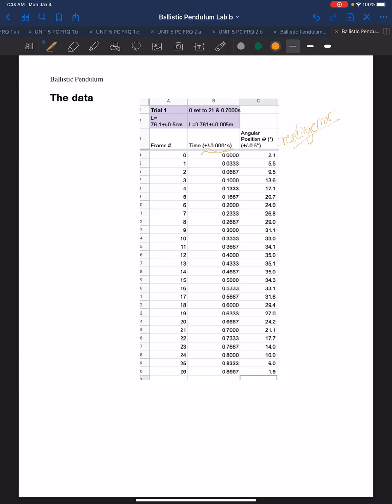Now, if we were to use just this table, we could, in the video, just advance it to when we think it's the farthest and obtain a value. We can now also look down the table and look for the greatest angular position. And as we scroll down the list, we seem to get a maximum at 35.1. So that looks to be our maximum value at a time of 0.4333 seconds. So that is the maximum value recorded.